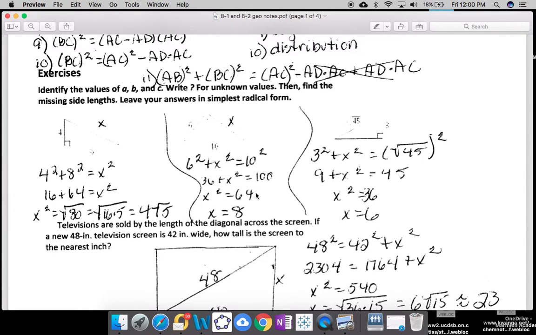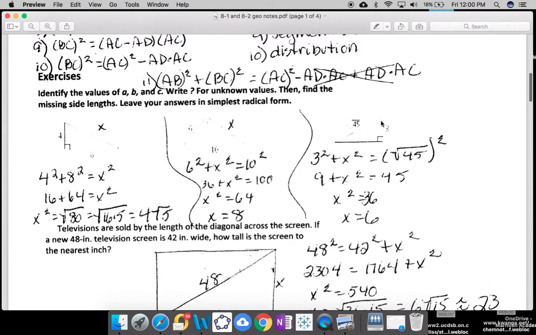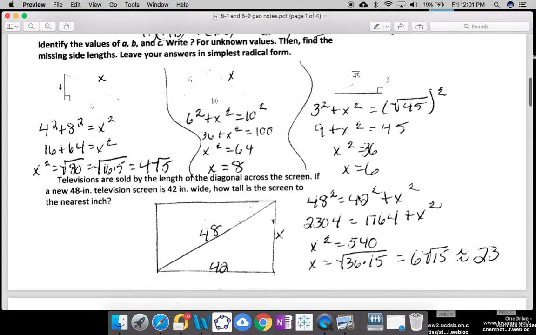The biggest mistake I see with these is when you're given the hypotenuse, some students still add it to the leg. But remember, when you're given the hypotenuse, that has to go alone on one side. And the last one, the right angle, is down on the right here. Square root of 45 is the hypotenuse. This short leg is 3. 3 squared plus x squared is square root of 45 squared. Square root and squared are inverse operations. I have 9 plus x squared equals 45. And x squared is 36 and x is 6.